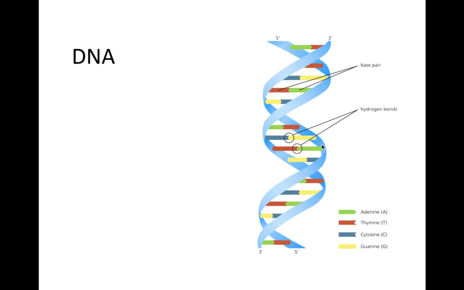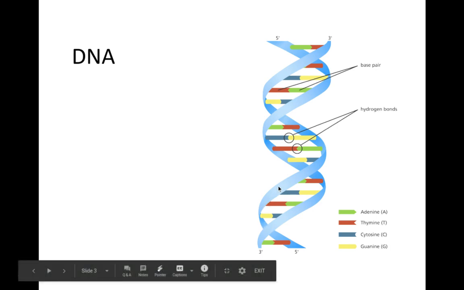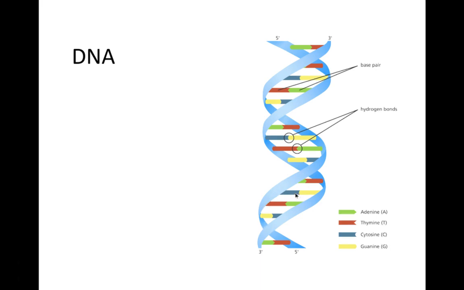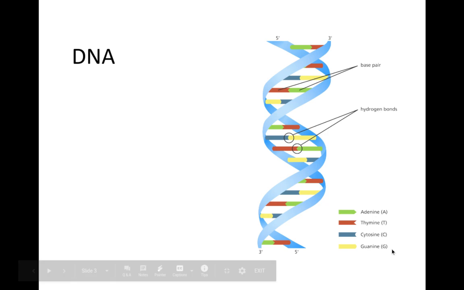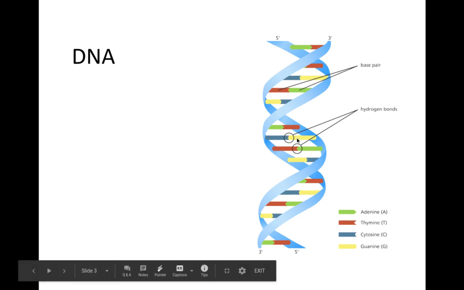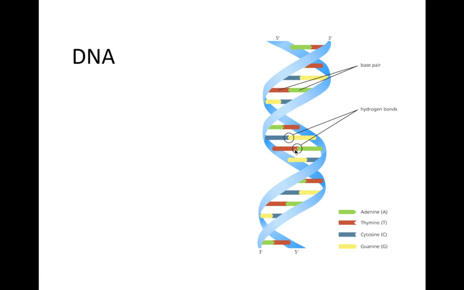okay? Now, in between this deoxyribose, this sugar backbone, you have these colorful bits in the middle. These are called bases, okay? And there are four bases in DNA: adenine, thymine, cytosine, and guanine, okay? And the blue and the yellow, cytosine and guanine, they always pair. And the red and the green, adenine and thymine, they always pair, okay?